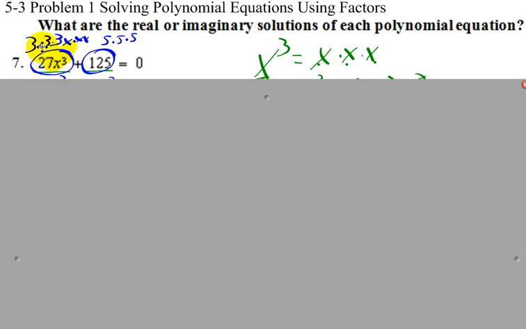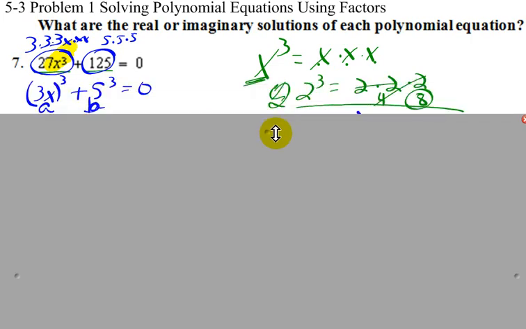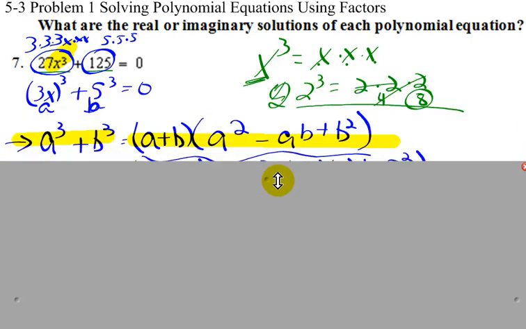What is 27x cubed? Well, it's 3 times 3 times 3 times x times x times x. Or you could rewrite that as 3x, the whole thing cubed. Right, so 3x in parentheses cubed means 3 cubed and x cubed, because when you have it in parentheses, you've got to do both terms in there. And then 125 is just 5 cubed. So we have sum of cubes here. So that makes our a value 3x and our b value 5. Then you take that and just plug it into our sum of cubes formula, which I will have for you on the cheater sheet on your test.